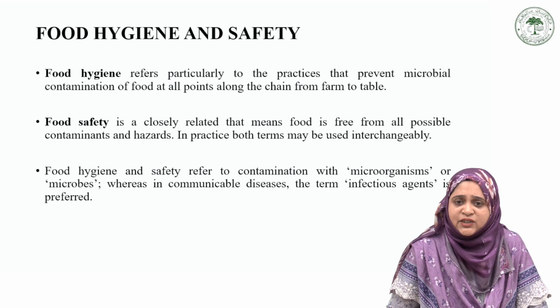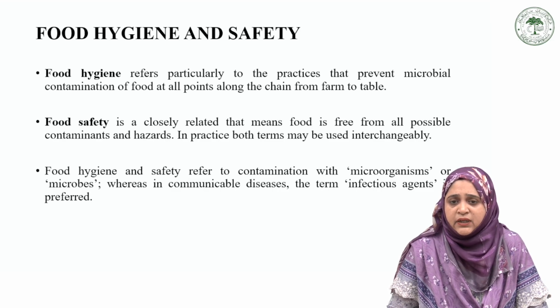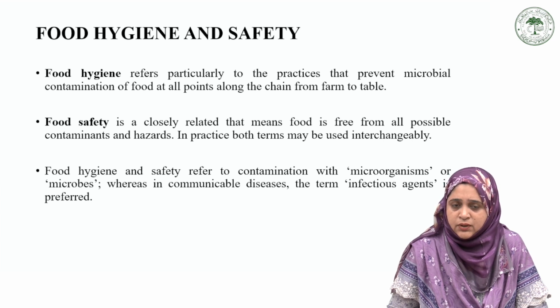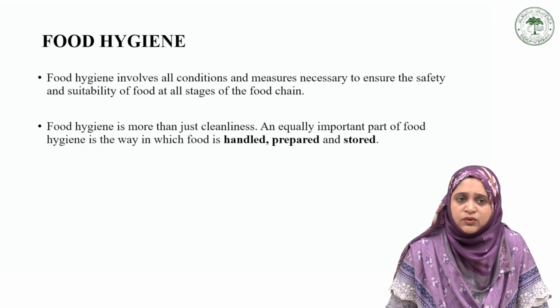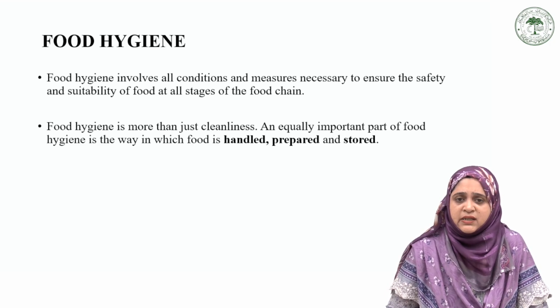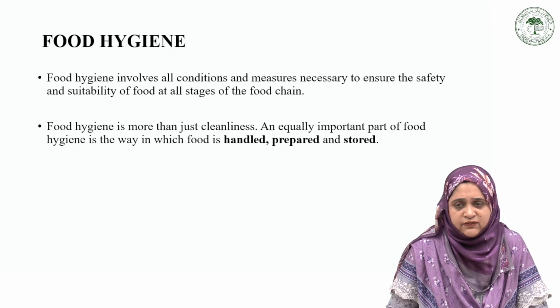Food hygiene is vital for creating and maintaining hygienic and healthy conditions for the production and consumption of the food that we eat. Food hygiene and safety usually refers to contamination with microorganisms or microbes, whereas in communicable diseases, the term infectious agents is preferred. Now, first of all, what is food hygiene? The definition of food hygiene is that it is an important part of food safety and ensuring the health and well-being of the consumers.